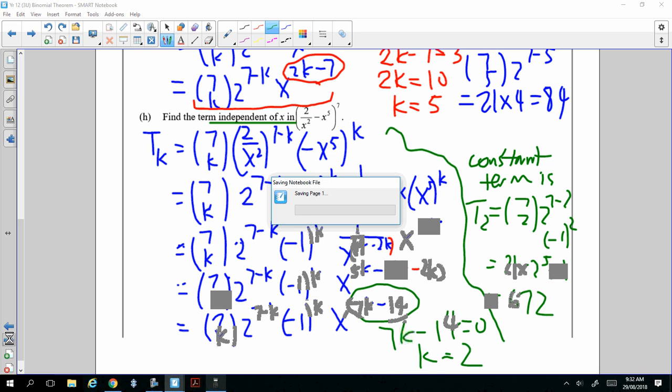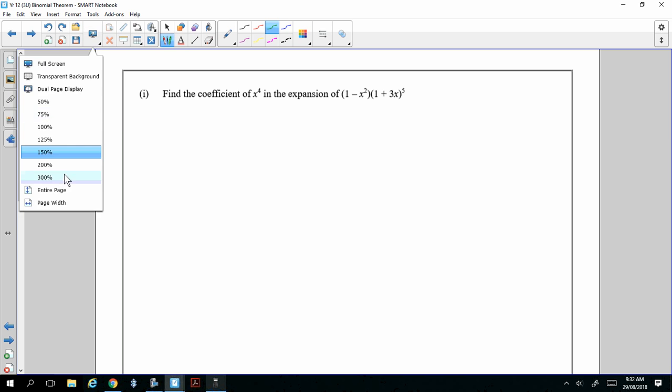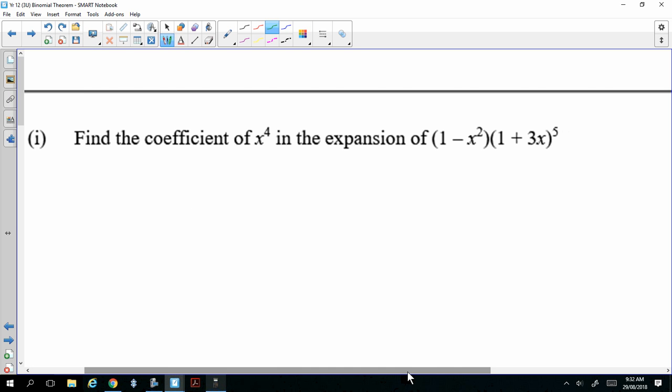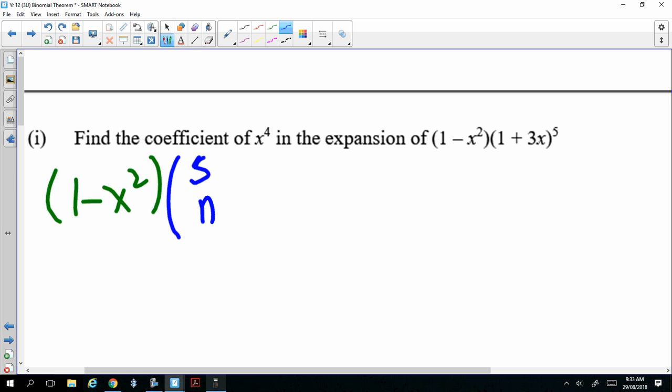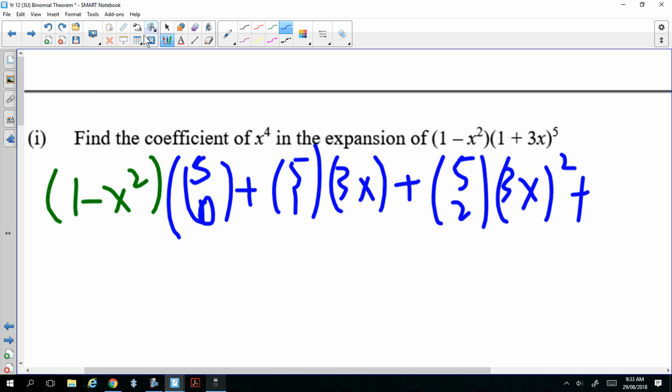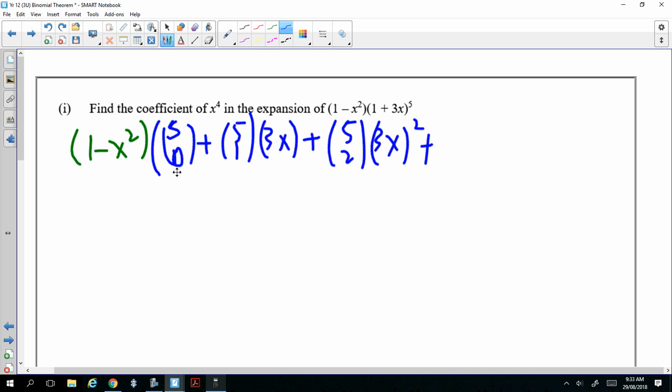So what you do is this. Your first step may be to expand this. So I'm going to expand it using 5 choose 0, plus 5 choose 1, 3x, plus 5 choose 2, 3x squared. And what else are there? 5 choose 3, 3x cubed, plus 5 choose 4, 3x power of 4, plus 5 choose 5, 3x power of 5.